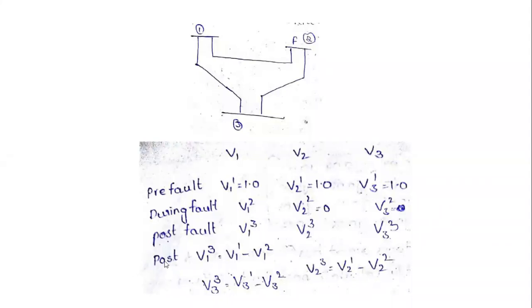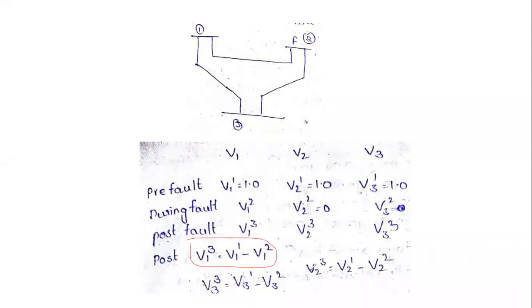Therefore we can write the formula for the post-fault voltage: V1 cube is equal to V1 dash minus V1 square. V1 dash is the pre-fault voltage and V1 square is the voltage during the fault condition. Pre-fault minus during fault gives the post-fault condition.